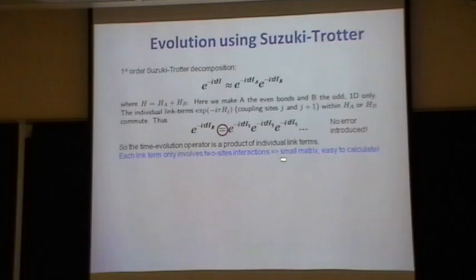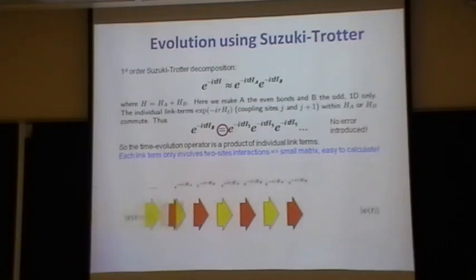And the other nice thing about this is that these terms involve only 2 sites. And for instance, for spins, the basis for 2 sites is 4 states. And this is a small matrix, a 4 by 4 matrix. This is very easy to calculate. And then what we do is we apply first the evolution operator using HA, then HB, then HA, then HB, and so on. So that's the way the Suzuki-Trotter composition operates.